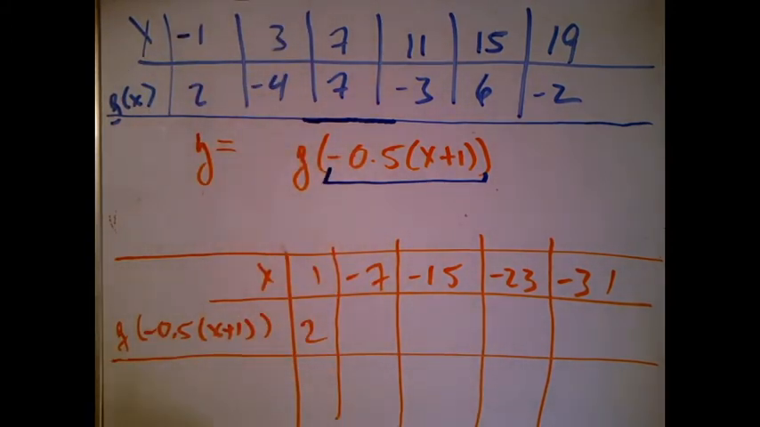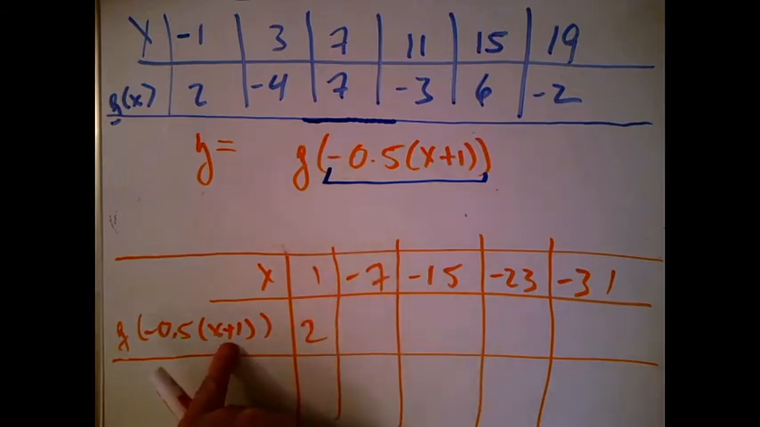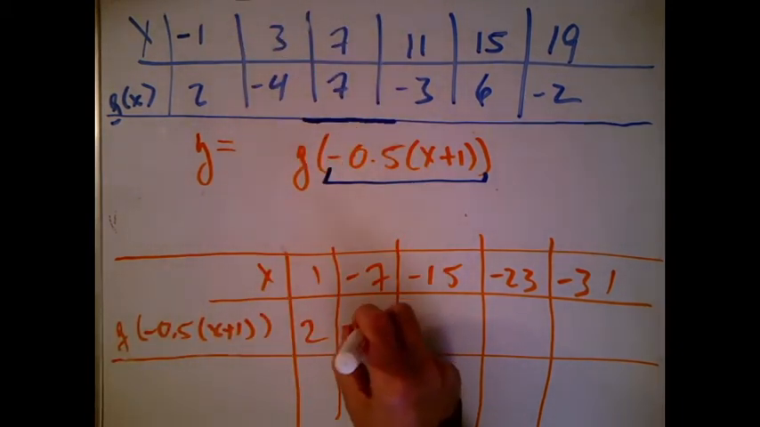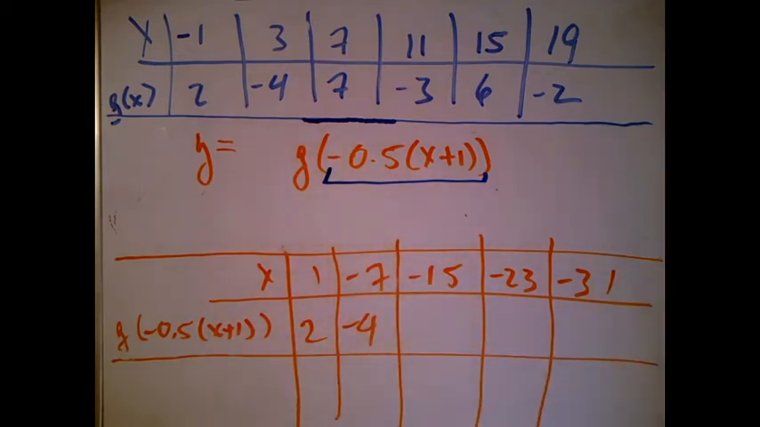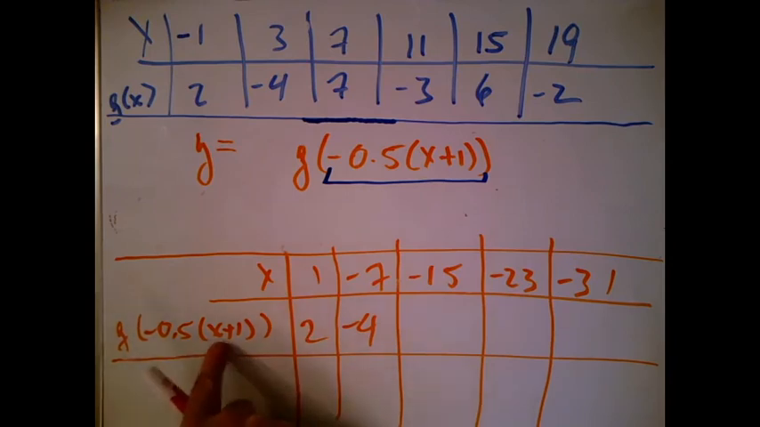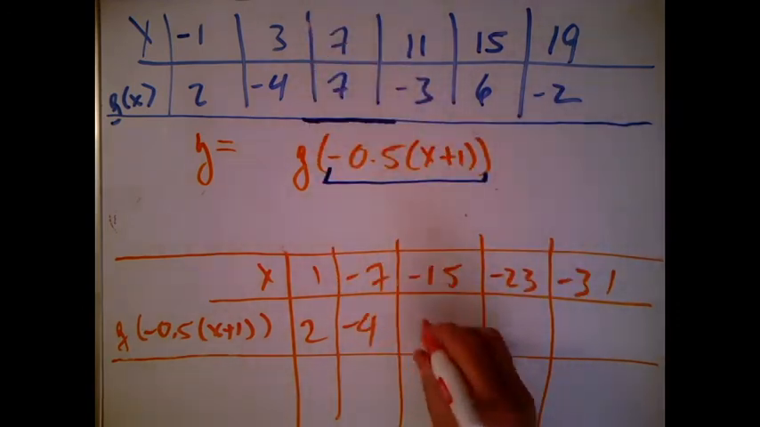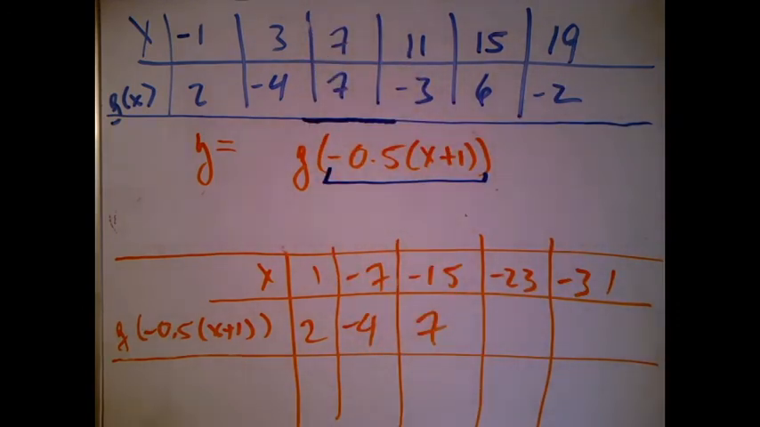Do this again. When I take -7 and I plug it right here, I get -6. -0.5 of -6 is 3. Go back up to the table. G of 3 is -4. Now these aren't evenly spaced, so I actually have to do these. And this is where I'm going to make all my mistakes. When x is -15, I put it in here, I get -14. -0.5 of -14 is 7. According to this table up here, g of 7 is 7. So I'm going to put a little 7 right there.